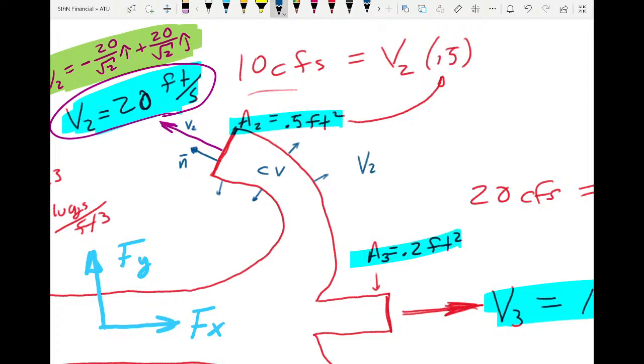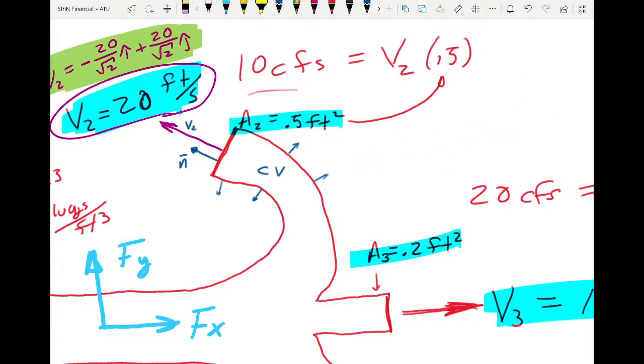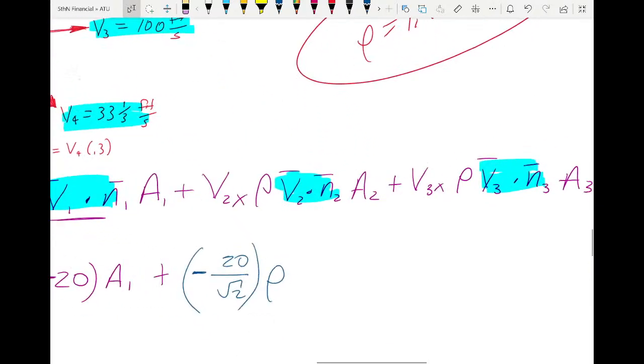I'm going to write it here. V2 dot N2 is equal to the magnitude of V2, magnitude of N2, and the cosine of the angle between them, which is 0. This becomes a 1. This becomes a 1. This becomes, in this case, a 20. So from that, you can put the number in as a 20. And I'm just going to put A2.